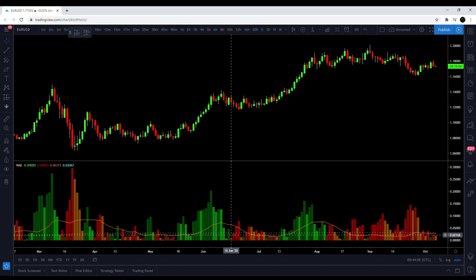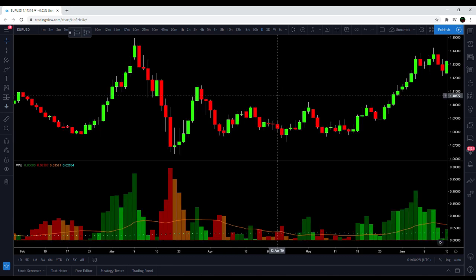Similar to the explosion line, we have the dead zone line, which is this blue dotted line. So this can be used in the same way. If the histogram bars aren't able to break higher than the dead zone line, it signals a weak move that you might want to pass on.